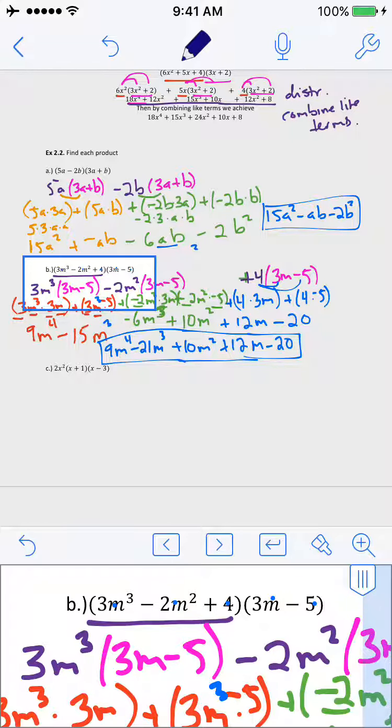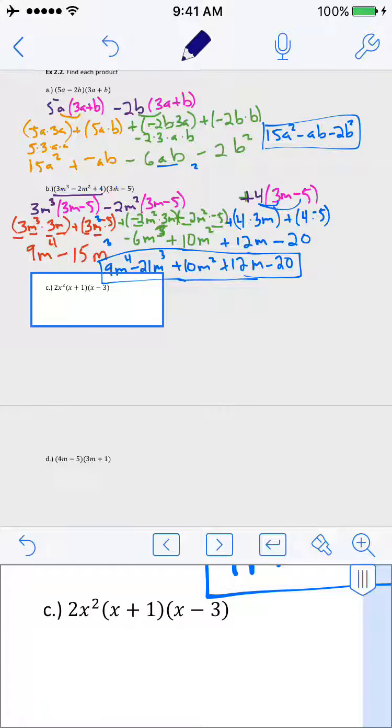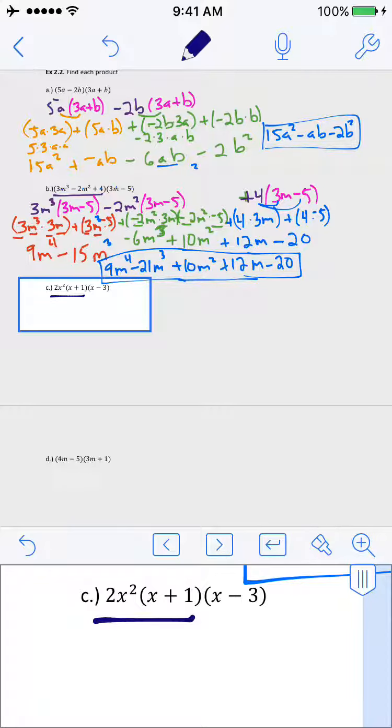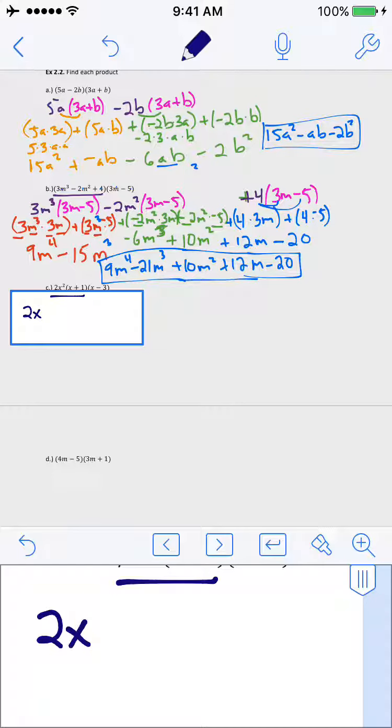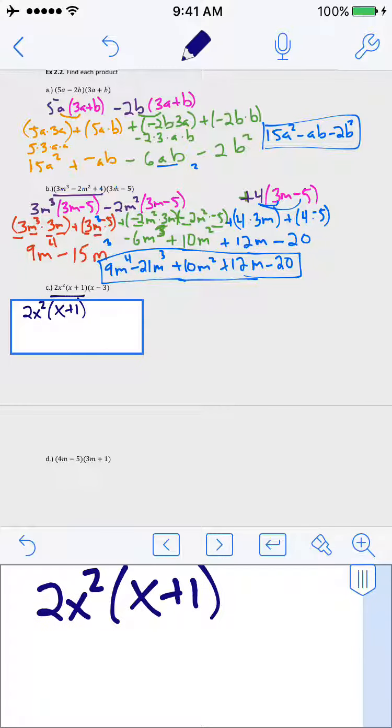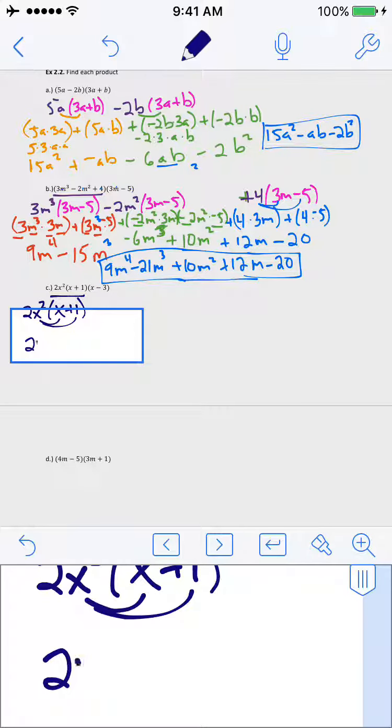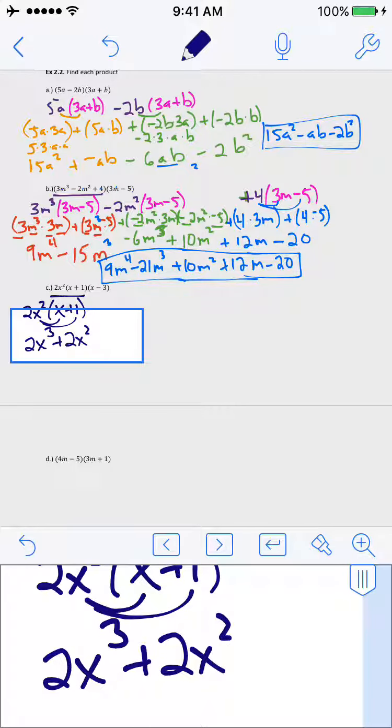If you see something like this, 3m cubed times 3m minus 5, that is where we would distribute. Here with double parentheses, we don't want to distribute over the whole thing. That's multiplying too many times. So let's start with these two, because why not? You can choose whichever ones you want, but I'm going to start with 2x squared times x plus 1. And we'll worry about the x minus 3 later. Alright, distribute. 2x squared times x, 2x cubed, 2x squared minus 1, 2x squared.